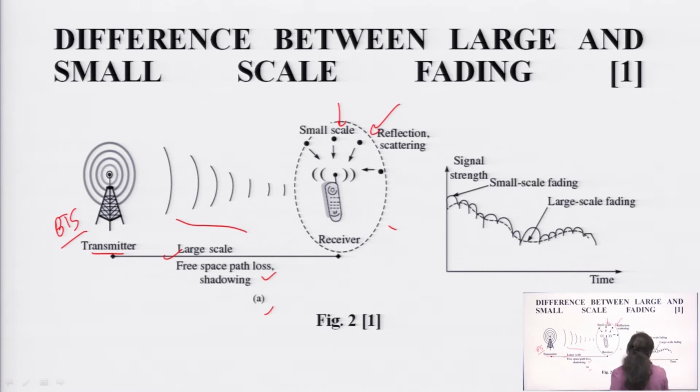So, the signal strength due to small scale fading, you can see that this is the strength of the signal, and this is the signal that is received due to the large scale fading. In both the cases, the signal quality is going to degrade due to fading.